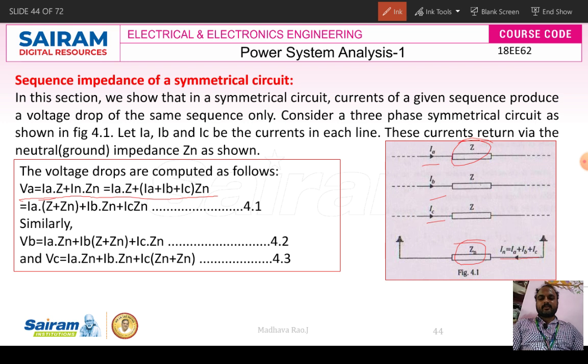If you add both the voltage drops, that is equal to the voltage across the A phase. So VA is equal to IA into (Z plus Zn) plus IB into Zn plus IC into Zn. Similarly, VB is equal to IA Zn plus IB (Z plus Zn) plus IC Zn. Similarly, VC. So these are the voltages.